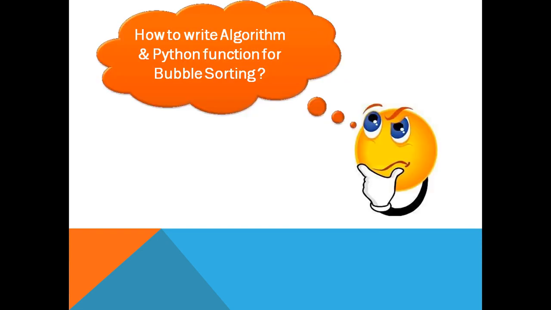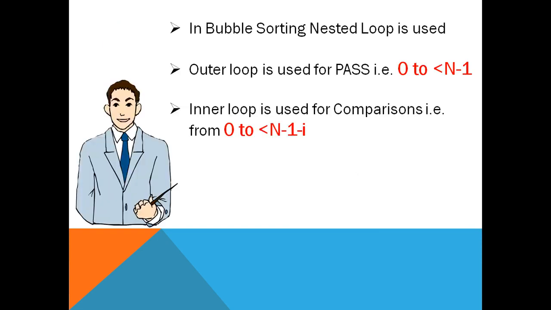Now, how to write an algorithm or a Python function for bubble sort? In bubble sorting, how many loops are required? 2 loops. The outer loop will handle the number of passes. If there are n elements, n minus 1 passes. The inner loop is used for comparisons.